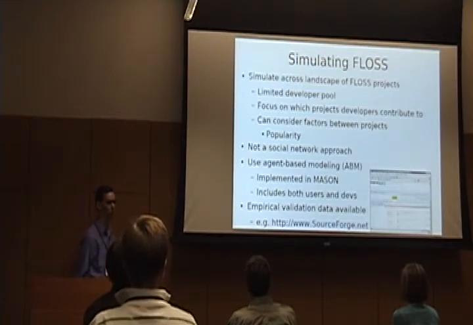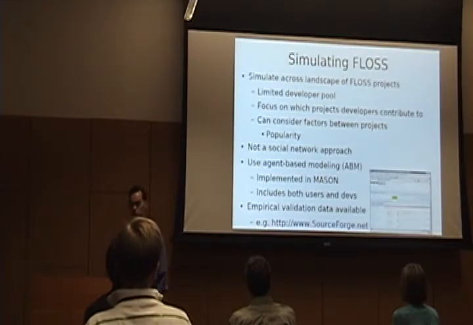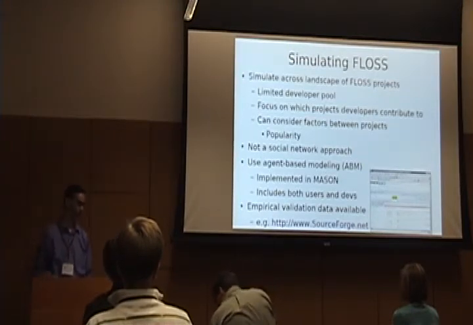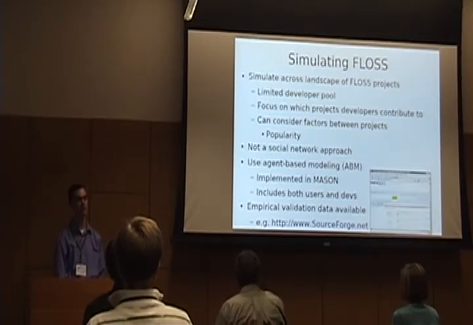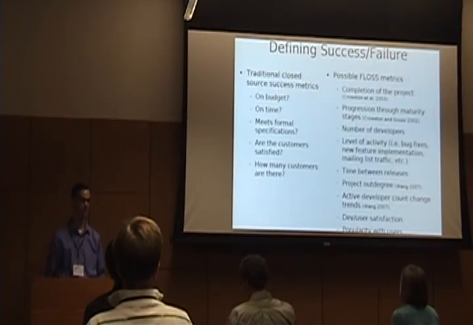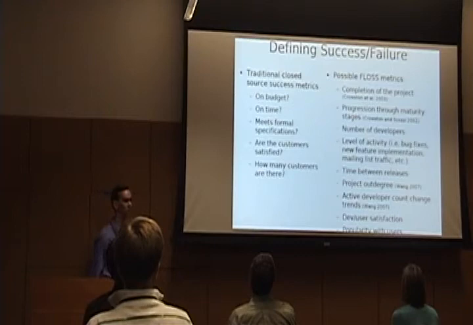This is not a social network type model. Some of the models focus on the social network that you see within the community of developers. It's done with agent-based modeling, and as already pointed out, SourceForge and a number of other repositories are available for data for calibration and validation purposes. Now, one of the problems that you have with open source, again, is it violates some of the norms in regards to how you judge if something is successful.